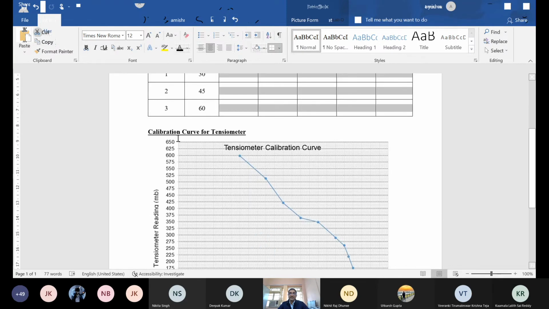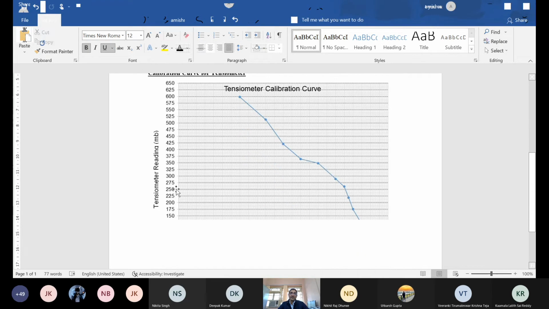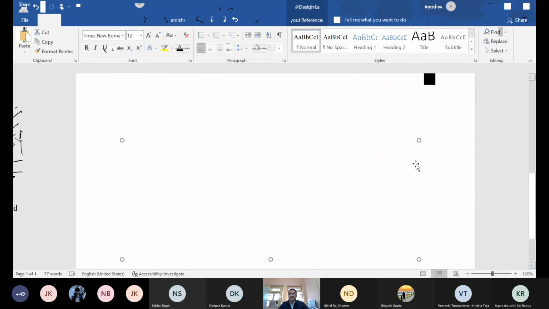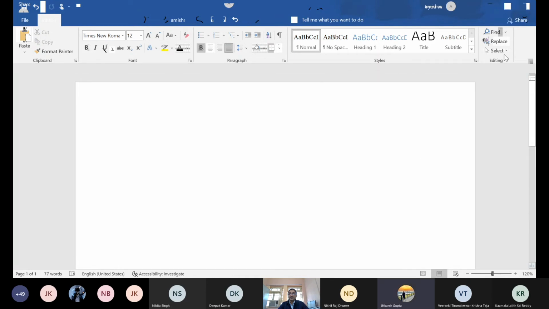Then here is a calibration curve for the tensiometer. Means we have tensiometer reading in millibar versus... why is it not showing? Can you check whether it is showing in your file or whether it is a problem? It is there. It is showing? Okay.